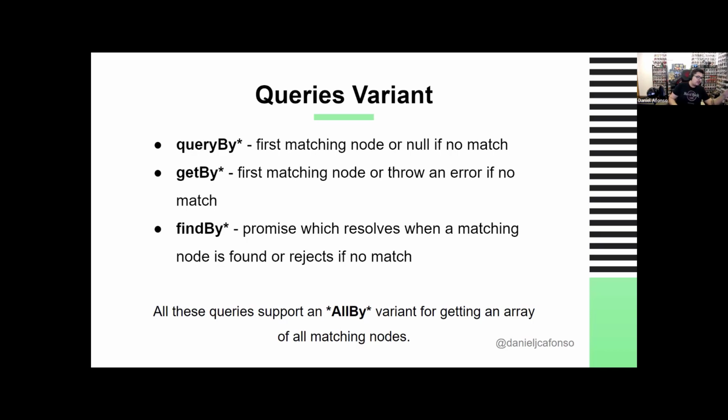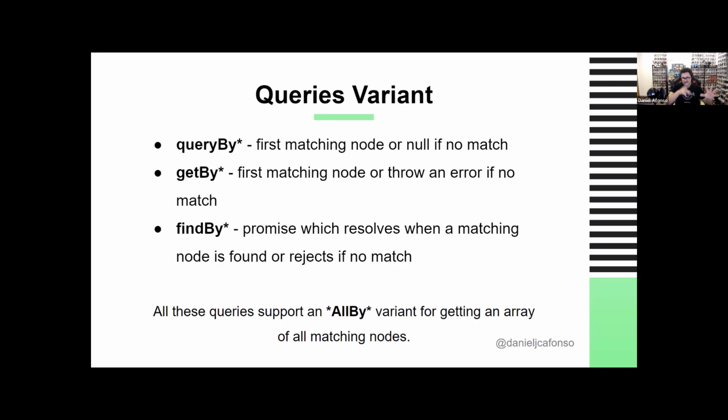So recapping, query by and get by are both synchronous, and both will find the first matching node. The query by will return null and the get by will throw an error. The find by is asynchronous, and when it resolves, it will either return the node you're looking for or reject. All three of these only return the first matching node. If you want to get all the nodes that match, you can add an "all by" variant. So you can do query all by, get all by, find all by to get an array of all matching nodes instead of only the first matching node.